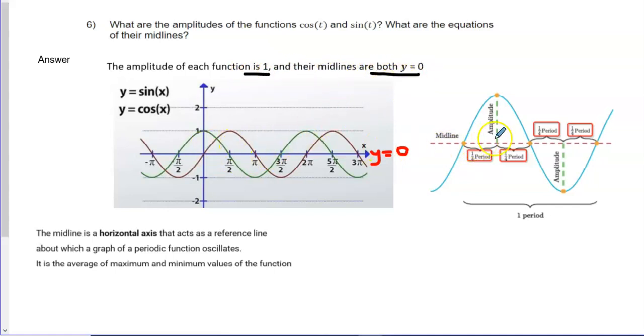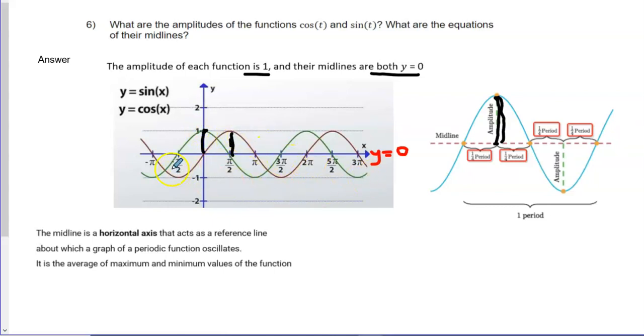The amplitude is always the highest point from the midline. If you're graphing from 0, 0, then this is going to be your amplitude, and that is 1 for the sine function and 1 for the cosine function as well.